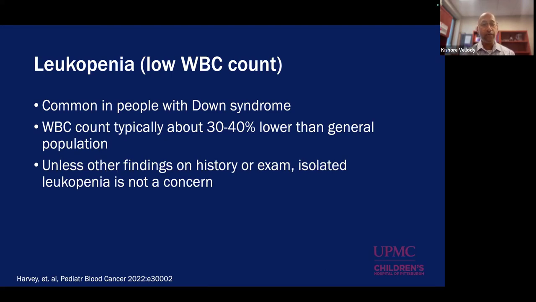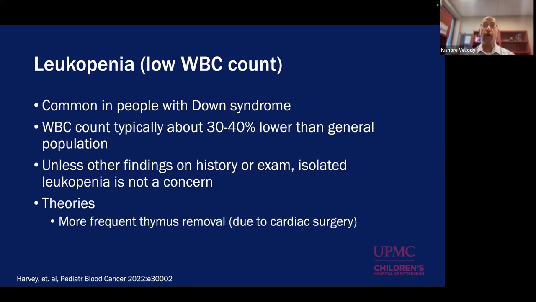So unless there are other findings on history or exam, leukopenia, or a low white blood cell count by itself, is usually not of concern and usually not an issue when it comes to increased infection risk or anything like that. There are several theories as to why people with Down syndrome might have a low white blood cell count. One of those is that any child who has cardiac surgery, which is more common in kids with Down syndrome because of the cardiac issues that we see, loses the thymus, which is not the thyroid.